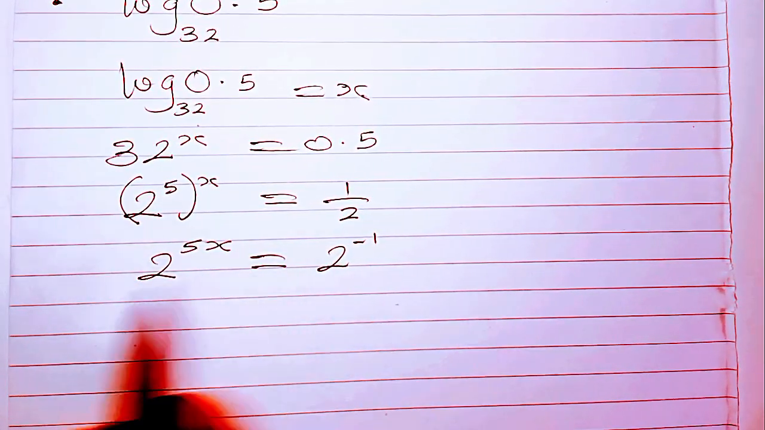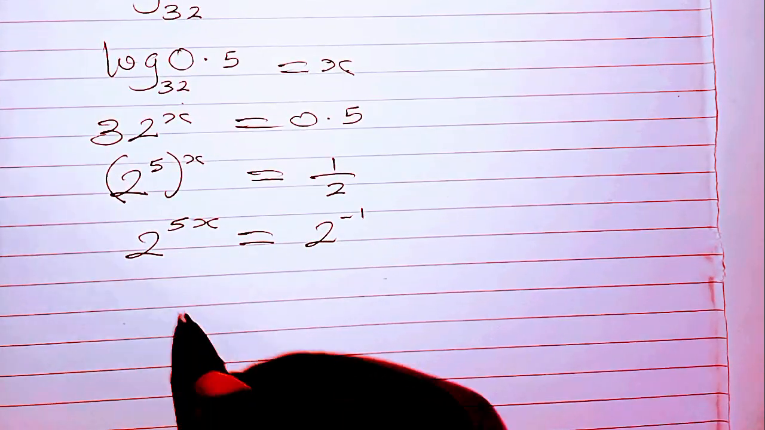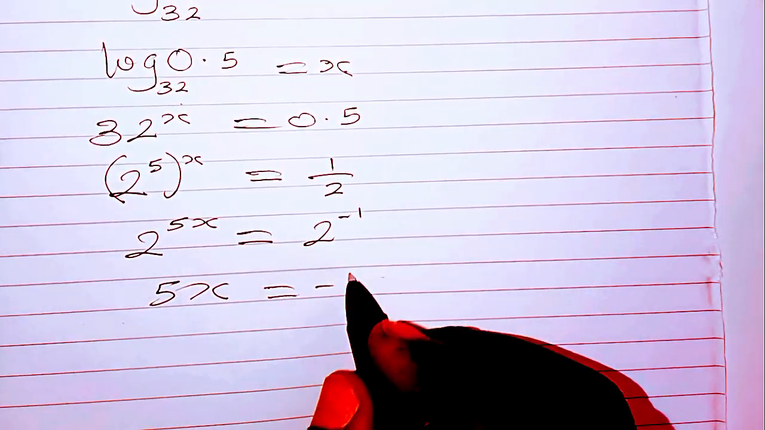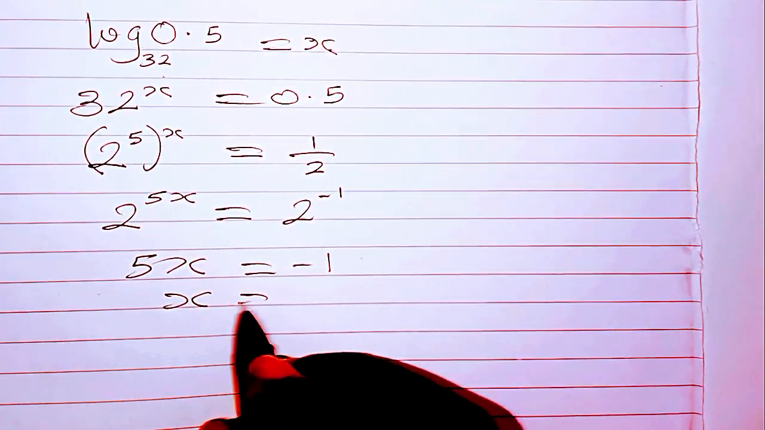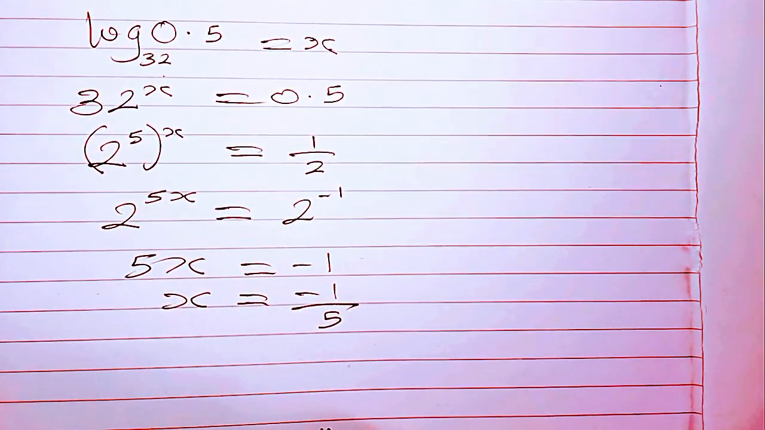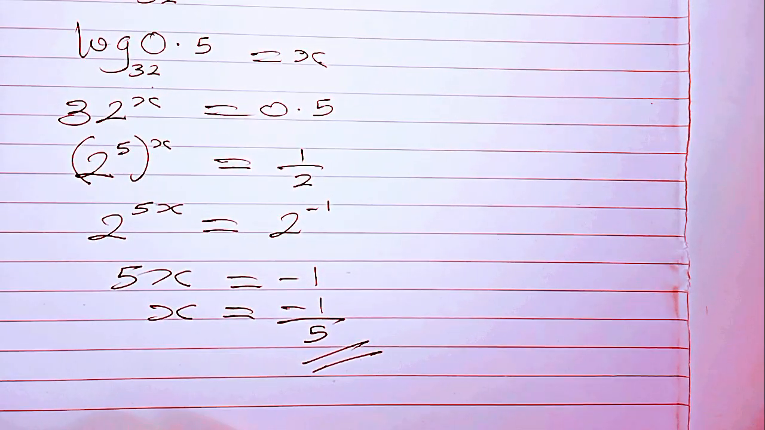And therefore, since they share the same base, we can easily go ahead and equate the indices. In this case, we have 5x equal to minus 1. And of course, dividing both sides by the coefficient of x, our x becomes minus 1 over 5. So that is the answer to such a question. Let's take a look at another example.